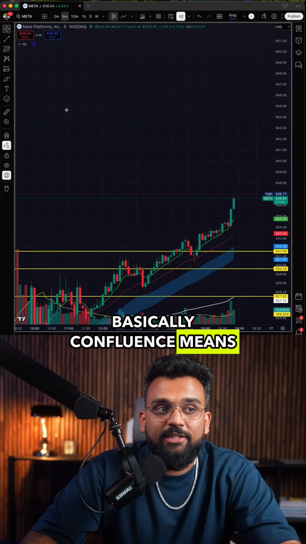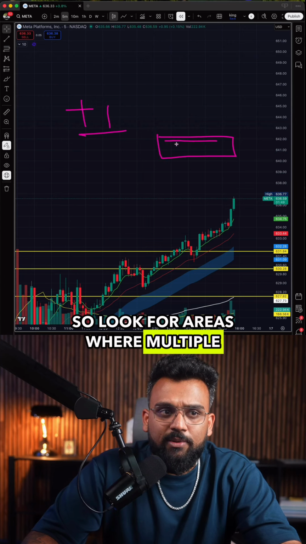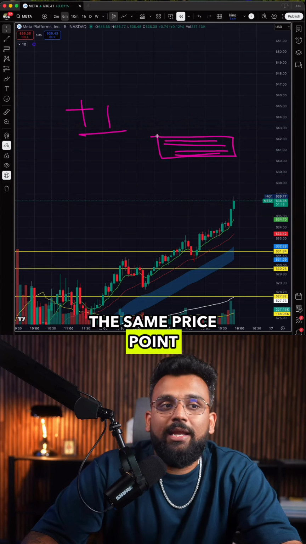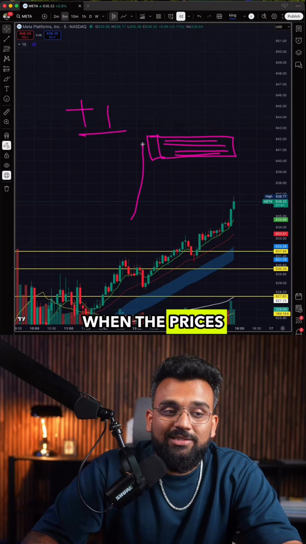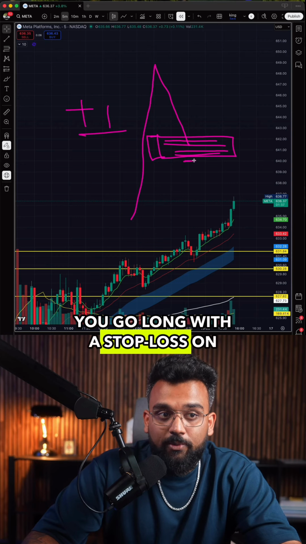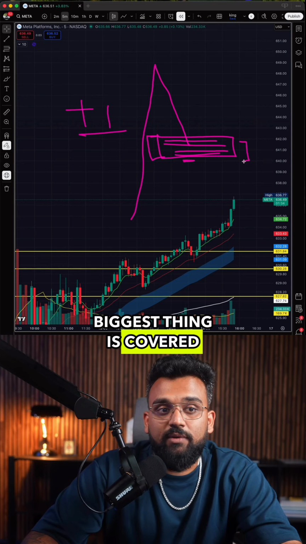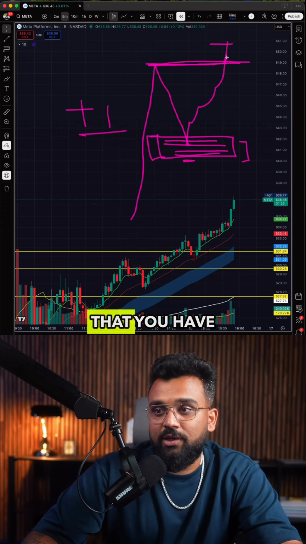Basically, confluence means more than one reason for you to jump into a trade. So look for areas where multiple different things are sitting at the same price point. Now it will never be sitting at the same price point. It will always be a little zone. When the prices break out cleanly, come back into this zone, you go long with a stop loss on the other side. Biggest thing is covered, your risk is covered, your reward is literally the high of the day or the next hourly levels that you have on your charts.